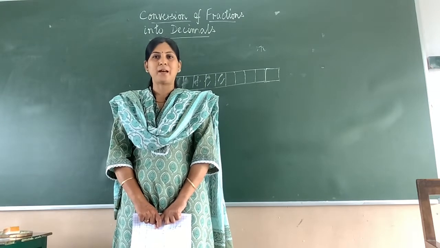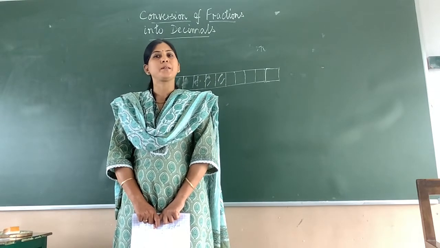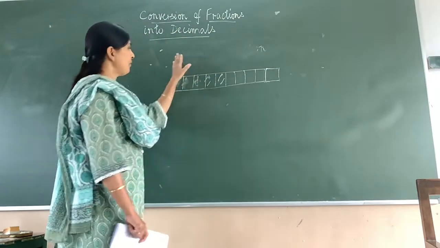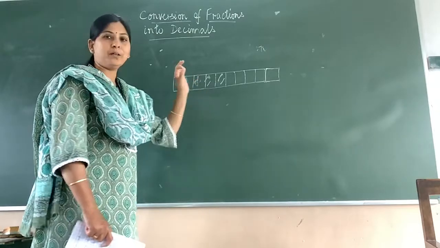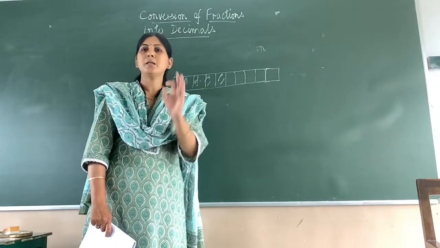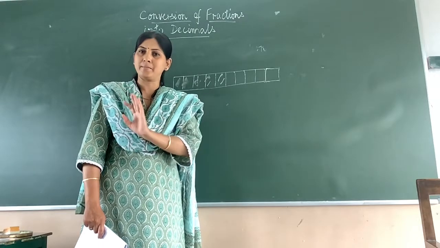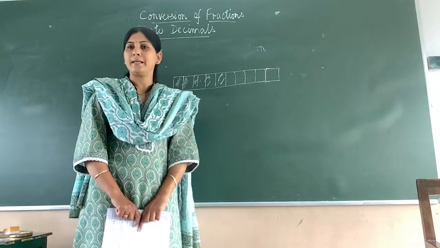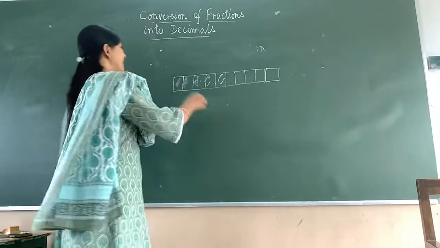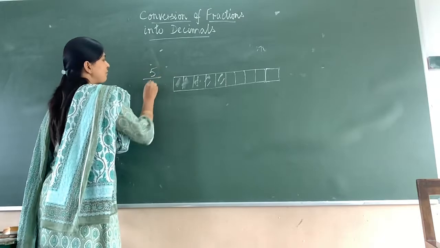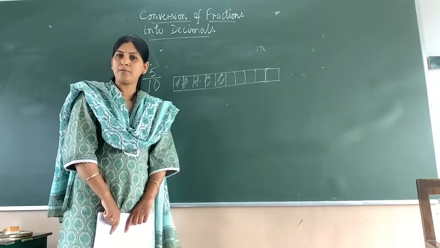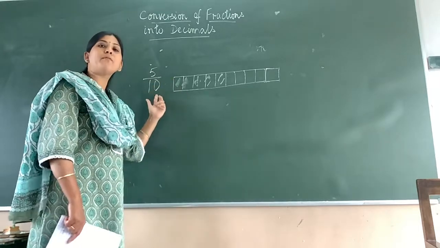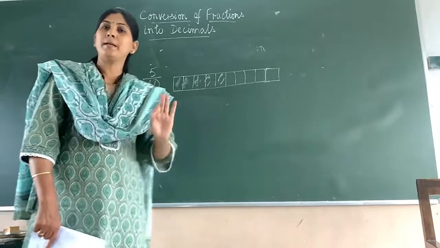In the last video, we learned about what decimal numbers are. We learned that a fraction can also be written in another form, which is decimal form. Today we will learn how to convert a fraction into a decimal number. That means we will see how a fraction can be written as a decimal number. Now let's take this fraction 5/10. Today we will learn to convert decimal fractions into decimal numbers.